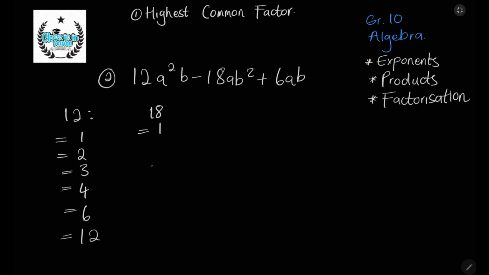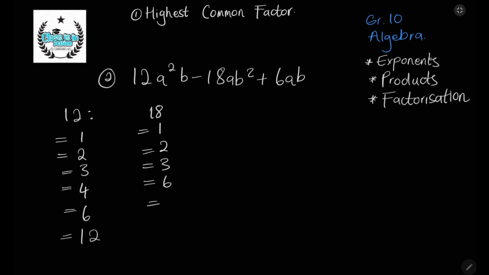18 divided by 1 doesn't leave a remainder. 18 divided by 2 doesn't leave a remainder. 18 divided by 3 doesn't leave a remainder. 18 divided by 4 leaves a remainder. 18 divided by 5 leaves a remainder. 18 divided by 6 doesn't leave a remainder. Therefore, 6 is a factor.